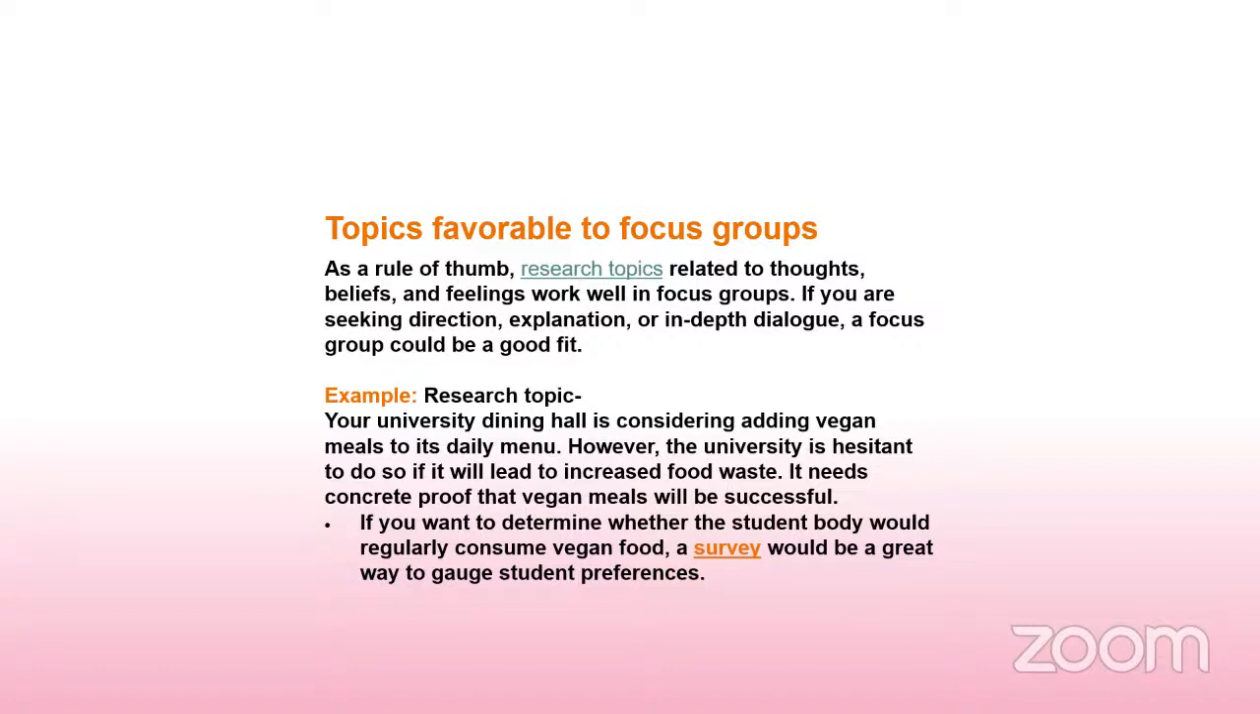For example, let's take a university dining hall. If your university dining hall or college or school dining hall is considering adding a vegan meal to its daily menu, and the university is hesitant to do so because it thinks that it can lead to increased food wastage, it needs some concrete proof that the vegan meals will be successful. Now, if we want to determine whether the student body would regularly consume vegan food, we can conduct a survey.